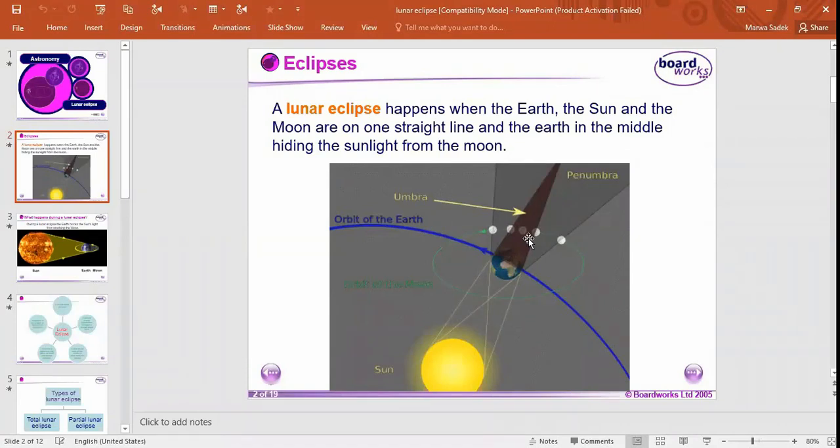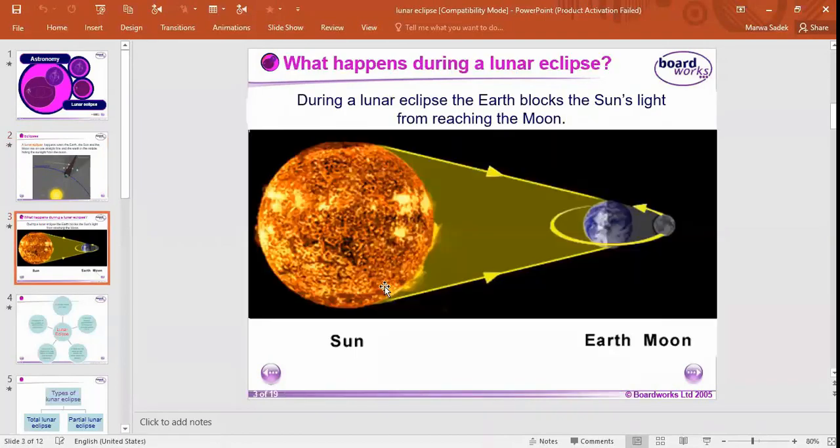It's called what? Lunar eclipse. If you remember what I told you about the solar eclipse, in the solar eclipse, the sun, the earth, and the moon are on one straight line, but the moon is in the middle, hiding sunlight from reaching the earth. But here in the lunar eclipse, the sun, the earth, and the moon are on one straight line and the earth is in the middle, hiding sunlight from reaching the moon.